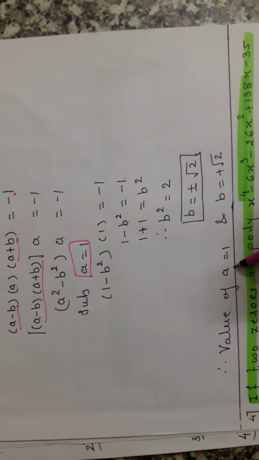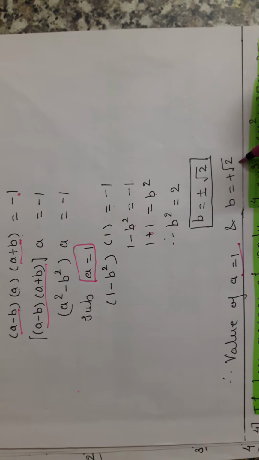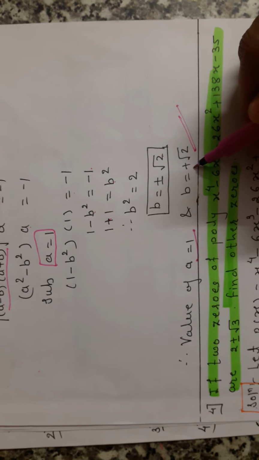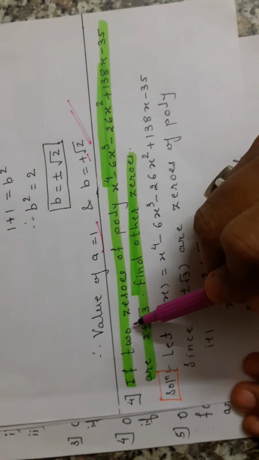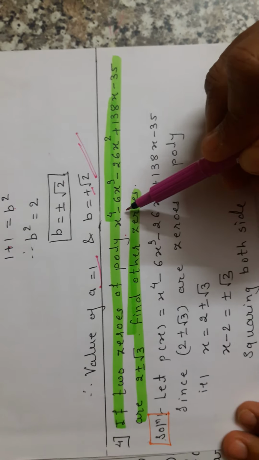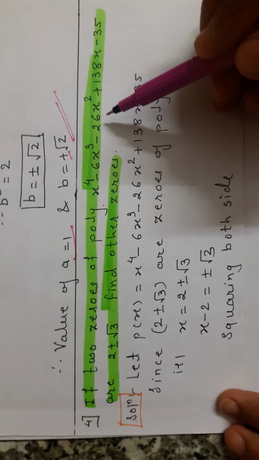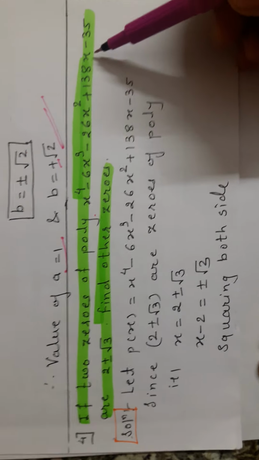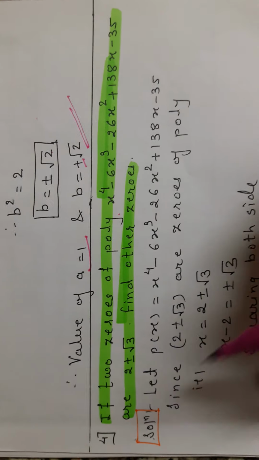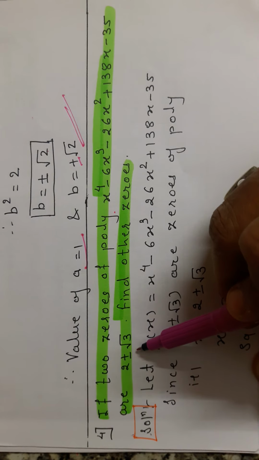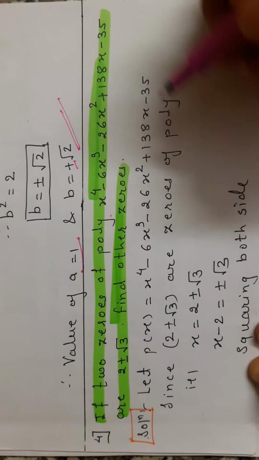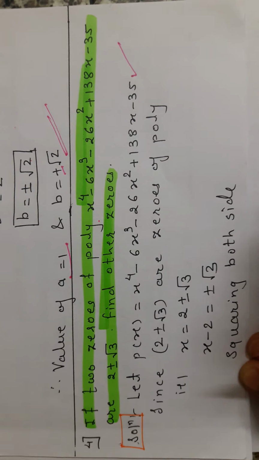So the value of a is nothing but 1 and b is nothing but plus minus root 2. Fourth, if two zeros of the polynomial x raised to the power 4 minus 6x cube minus 26x square plus 138x minus 35 are 2 plus minus root 3, find the other zeros. This is also a very important problem.